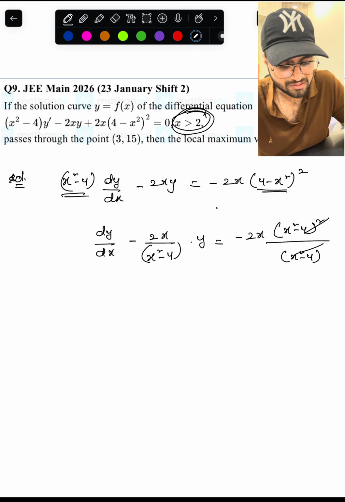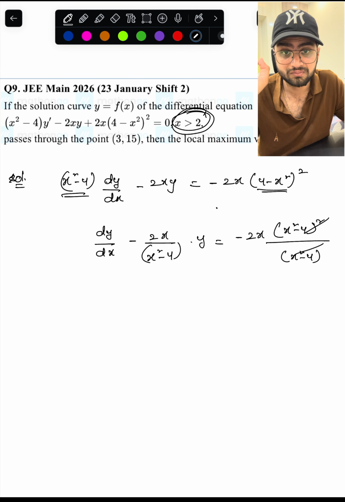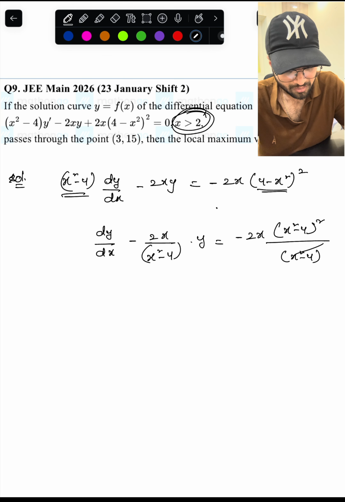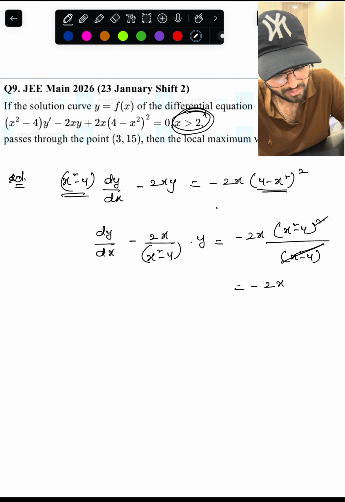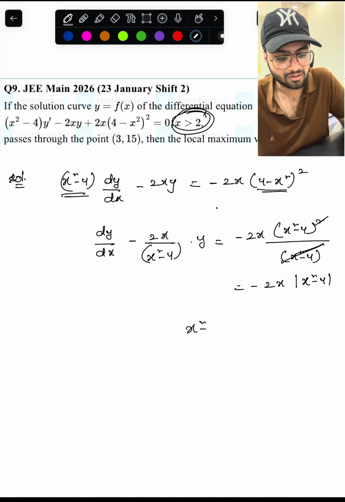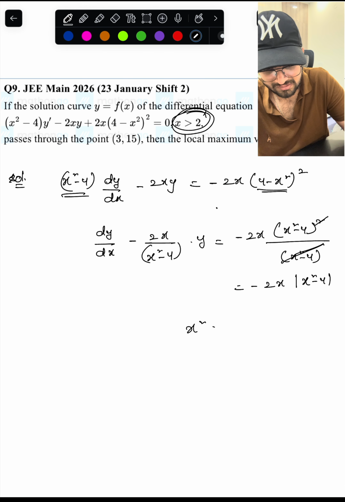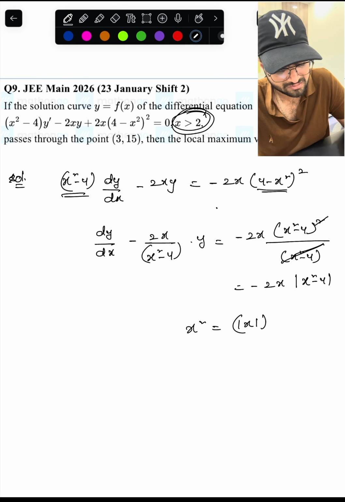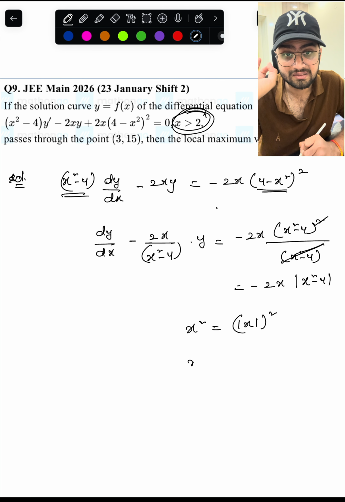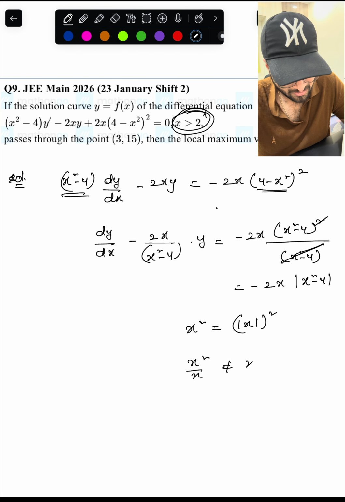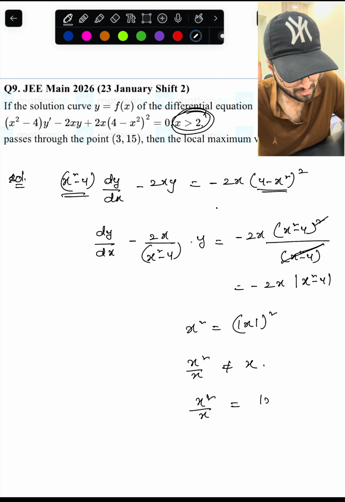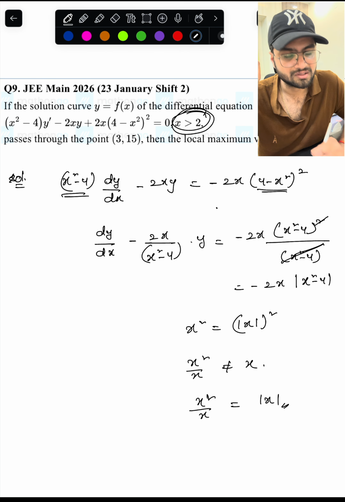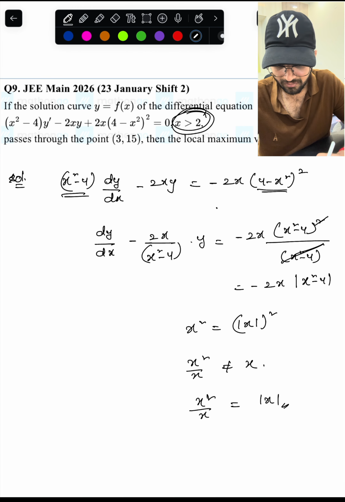If I divide it by x² − 4 and write x² − 4 directly, that is definitely wrong, because when you cancel this term, you need to write −2x|x² − 4|. Whenever a square root of a squared term is there, that is nothing but the modulus. So √(x²) is not x; what you will get is the modulus of x. That should be taken care of, right?